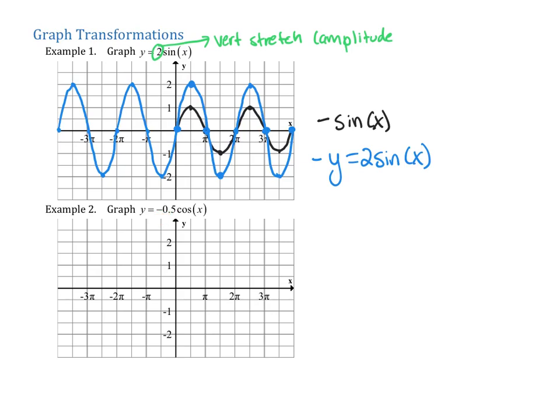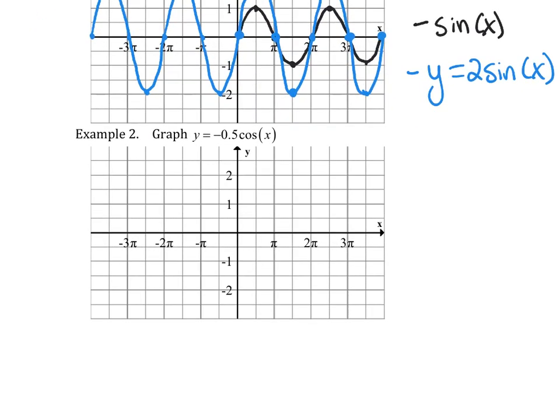Now our stretch factor is negative 0.5, so that does two things. It's going to compress the amplitude and flip it over. But again, I'm going to start with that fundamental period of cosine. Cosine normally starts at its maximum, then goes to its midline at pi over 2, its minimum of negative 1 at pi, then midline, and then back to maximum, all in 2 pi.